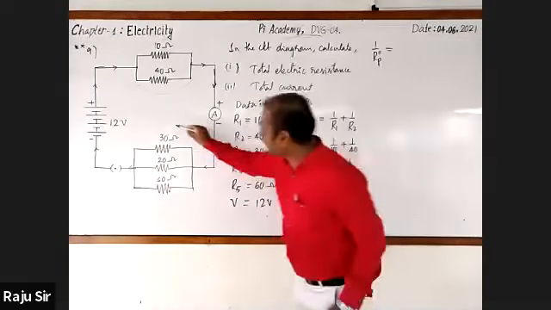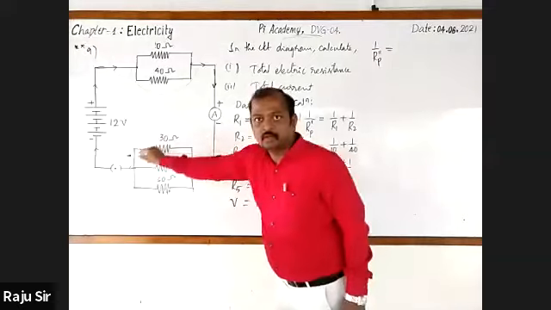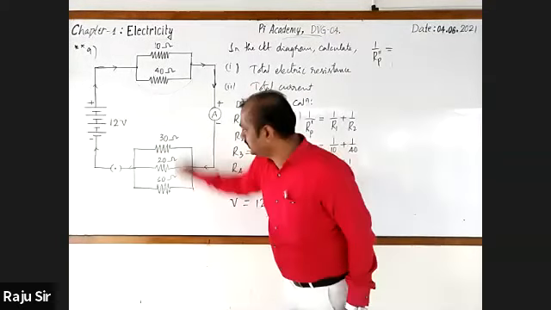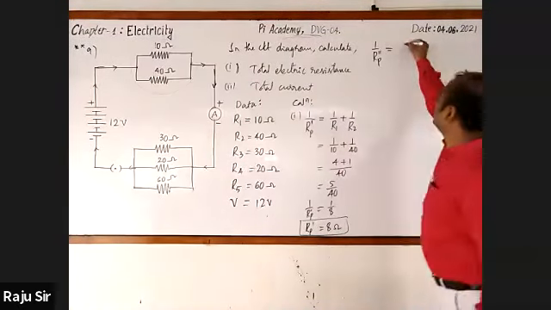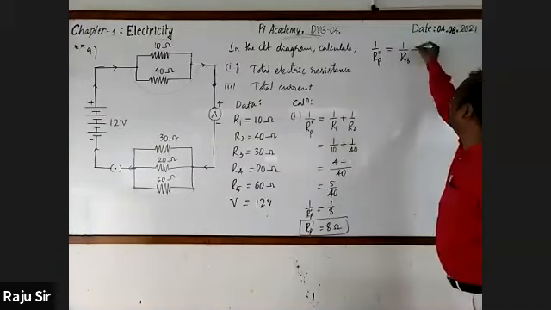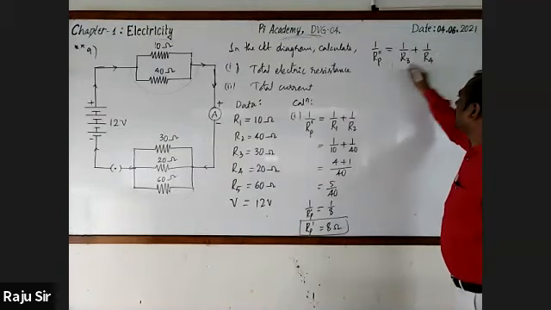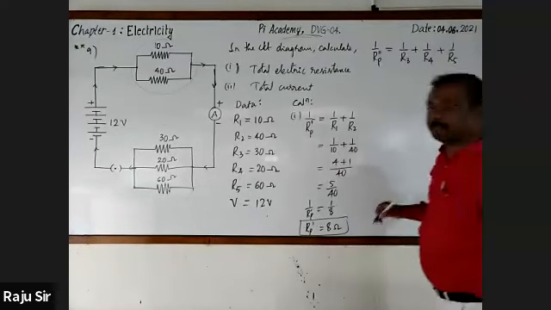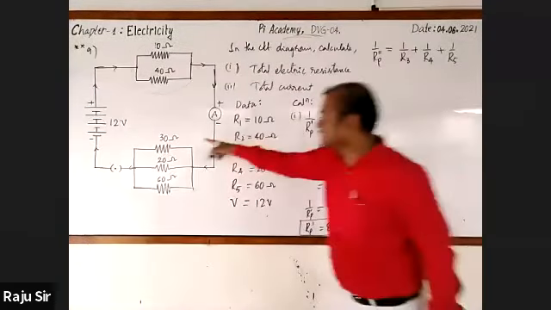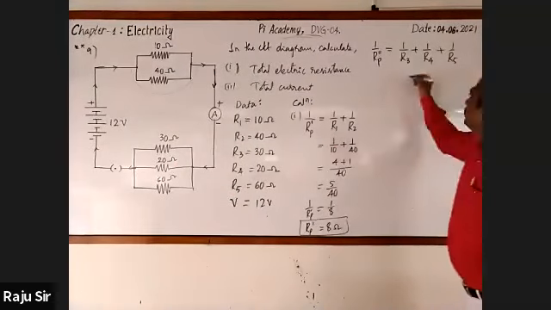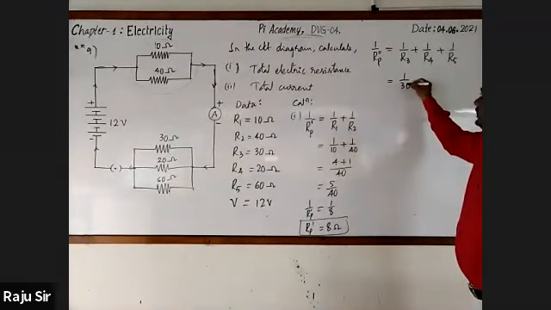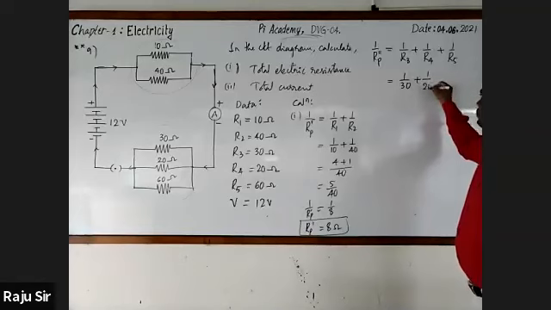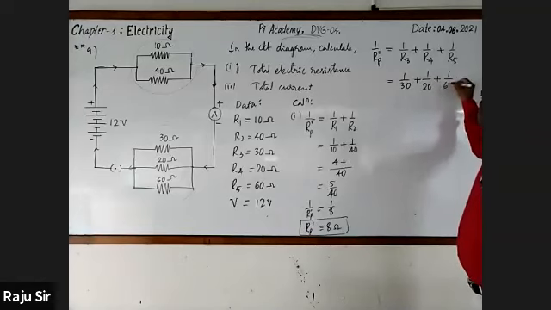Now I am going to find out the total resistance offered by these three. Now I can write 1 by R3 plus 1 by R4 plus 1 by R5. Then this is 30, 20 and 60, which is equal to 1 by 30 plus 1 by 20 plus 1 by 60.